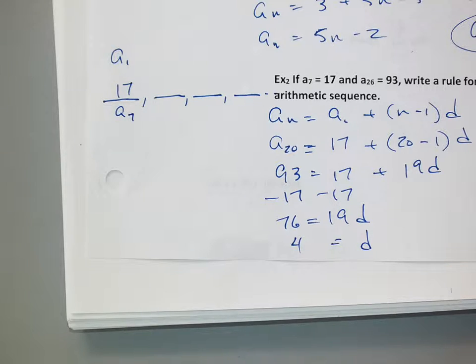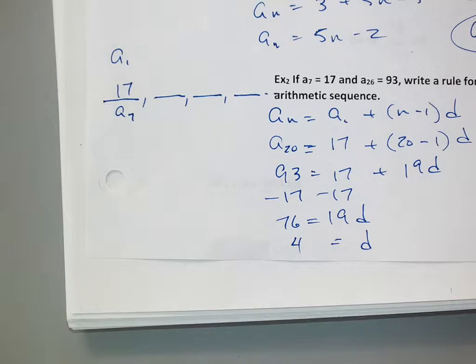1, 2, 3, 4, 5, 6, 7. Okay, let's go back to the original problem. Let's say the original problem says that 17 is here. 1, 2, 3, 4, 5, 6, 7, right? Can we get to here? How are we going to get to here?